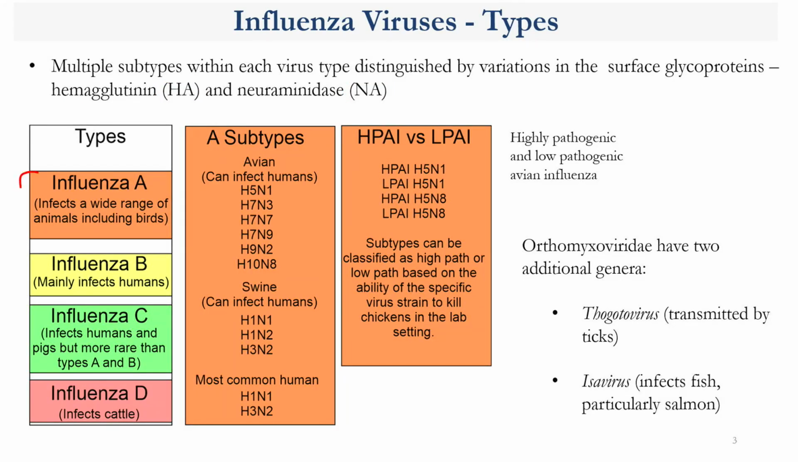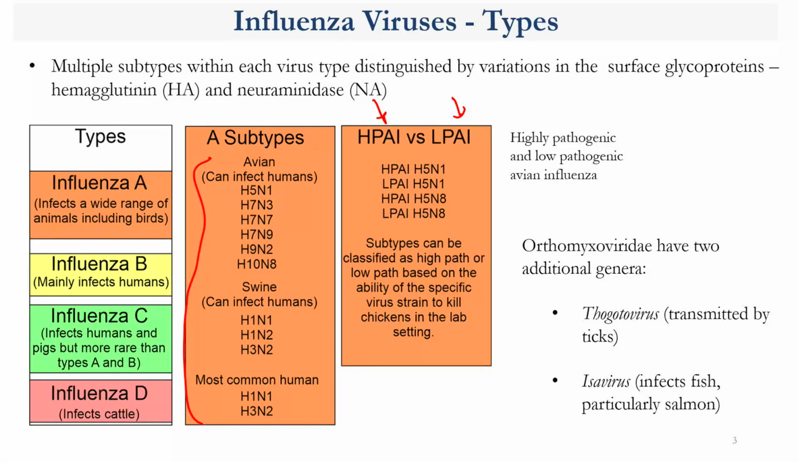So there's type A influenza, which infects a wide range of animals, including birds. You have influenza B, which mostly affects humans. Influenza C, again, mostly infects humans and pigs, but it's much more rare. And lastly, you have influenza D, which infects cattle. And within A, you have various subtypes. And we also have highly pathogenic avian influenza and low pathogenic avian influenza. Avian influenza basically is bird flu, okay?